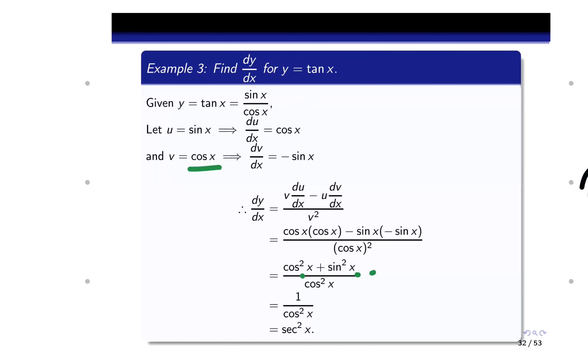And we know that the reciprocal of cos is sec. So 1 over cos squared x is sec squared x. So when you differentiate tan x, you get sec squared x. That's what this is telling you. So with this, we have come to the end of product rule and quotient rule.